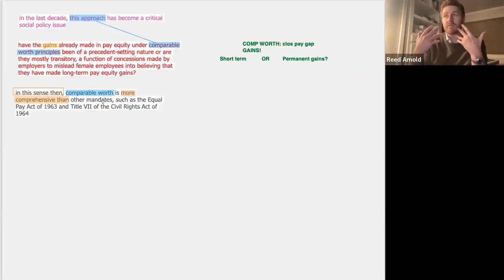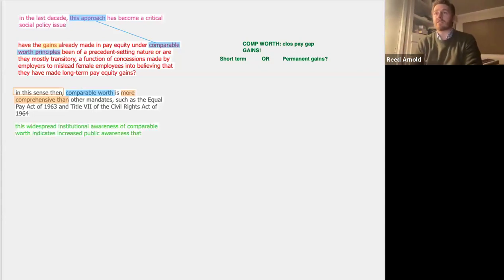But I do notice that we're examining comparable worth. We're saying it's more comprehensive than other things. That's a nice comparison. I love comparisons. Because I can infer a logical idea that comparable worth has closed the gap more than these other things, or these acts have closed the gap less than comparable worth has. I can make an inference from this piece of information. Take a look at the next chunk.